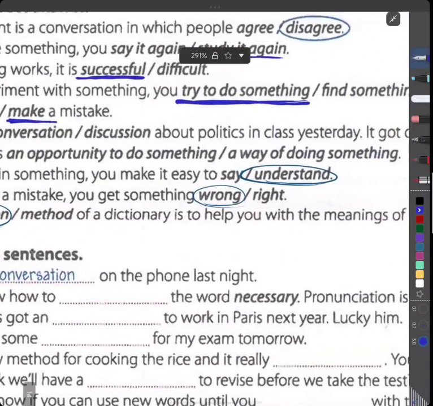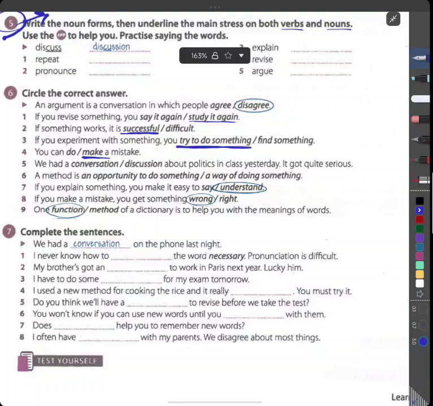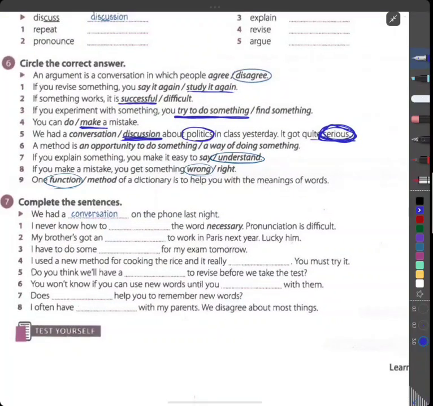So, به نظرتون چی میشه؟ Conversation or discussion? Yes, discussion. Because it's about subject politics. It's about a topic in class yesterday. It was serious. Okay? A method is an opportunity to do something or a way of doing something. A method is a way of doing something.